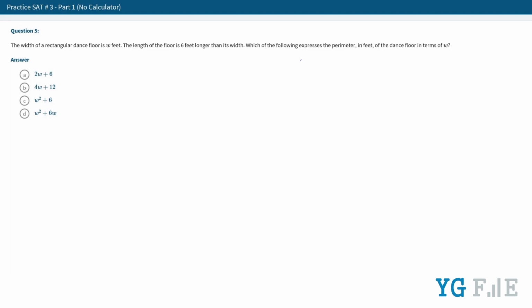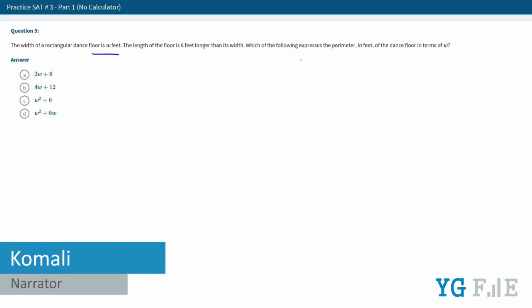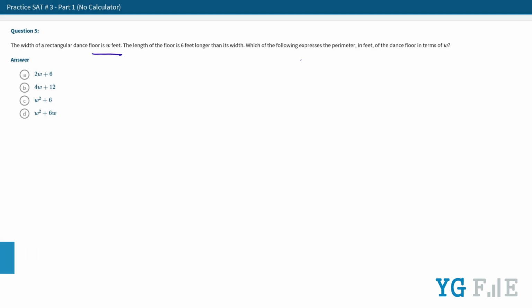The width of a rectangular dance floor is W feet. The length of the floor is 6 feet longer than its width. So which of the following expresses the perimeter in terms of W?